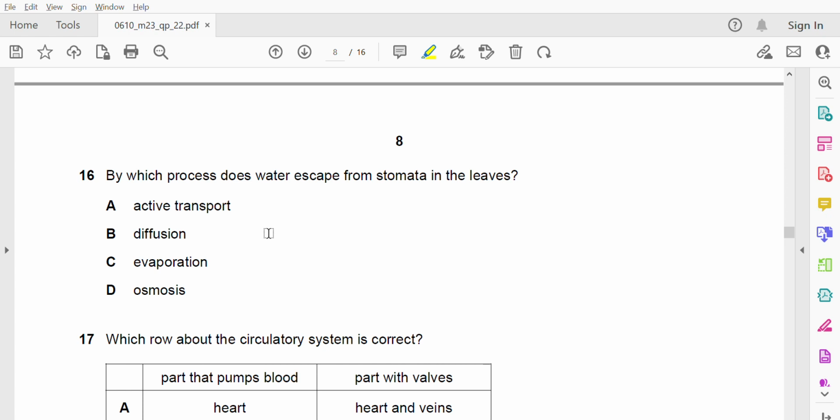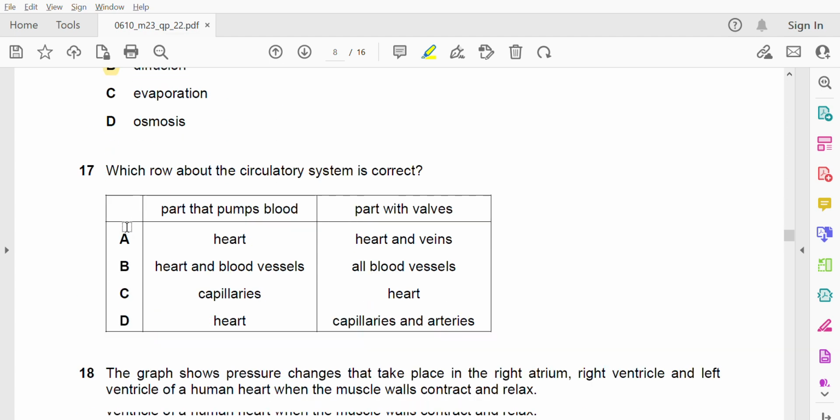Question number 16. By which process does water escape from stomata in the leaves? Now the correct option is B, diffusion. Question number 17. Which row about the circulatory system is correct? The correct answer is A.